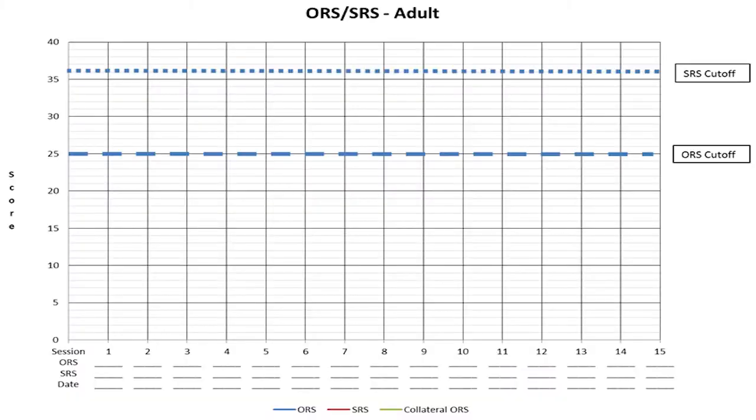Once you score the ORS, you're going to want to plot it on the graph that accompanies the measures when you access them from the web. Each time you get a total score, you're going to plot that on the graph. That way, you and the client can look back at the present session and the prior sessions to see whether or not progress is being made.